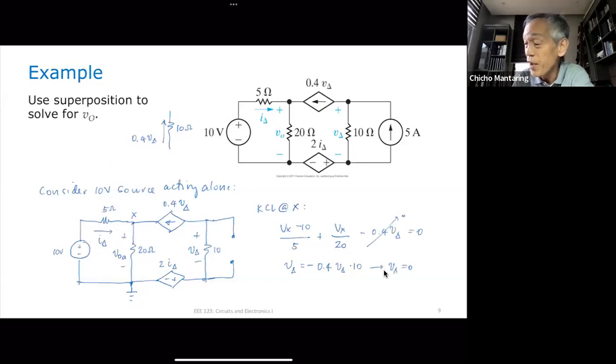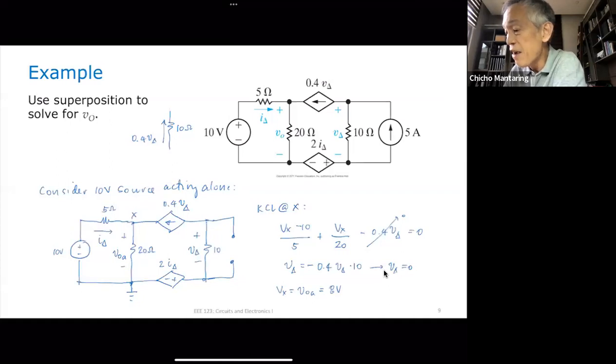So I can now solve for V of x. So V of x, which is equal to V of O of A, is equal to, okay, I won't go through the solution anymore, but you're going to get 8 volts. Any questions? So that is with the 10-volt source acting alone. No? That took longer than I had wanted to.